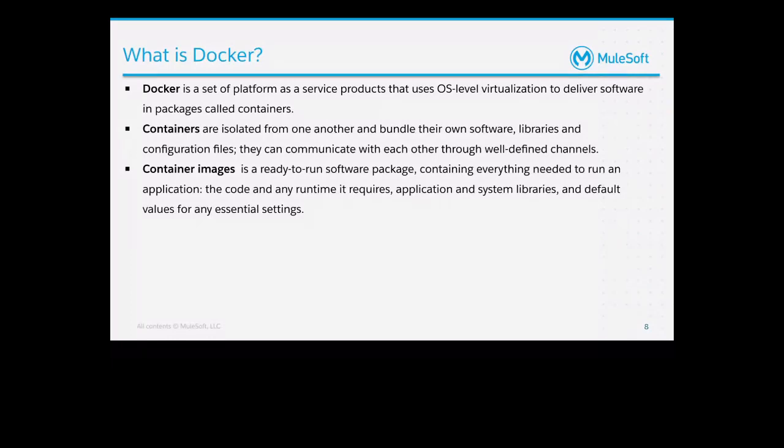Now you might also hear of images. What is an image? An image is basically a template of instructions. It's a ready to run software package containing everything it needs to run the application, right? So it's basically a template. You'll see how we create a Dockerfile and then create the image. And from one image, you can spin up multiple containers. So just keep that in mind. With one image, you can spin up multiple containers, right?